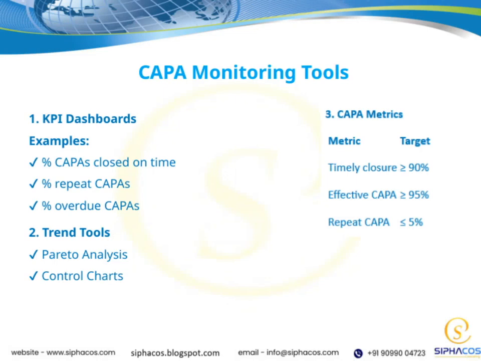Let's take a look at CAPA monitoring tools. First, we have KPI dashboards. These are really useful for quickly visualizing how we're doing with our corrective and preventive actions. For example, we can track the percentage of CAPAs that are closed on time, which helps us ensure timely resolution. We also look at the percentage of repeat CAPAs, indicating whether underlying issues are being effectively addressed.